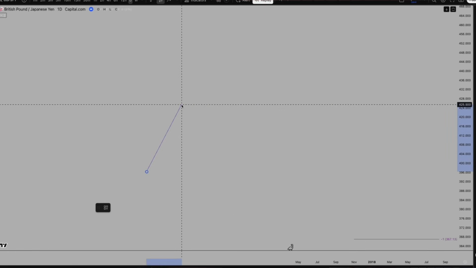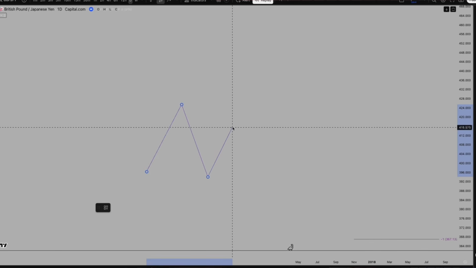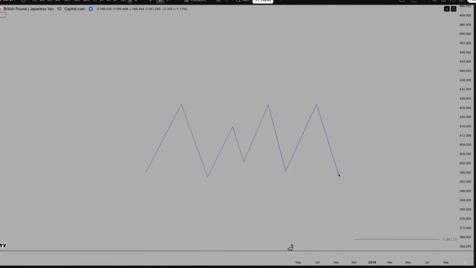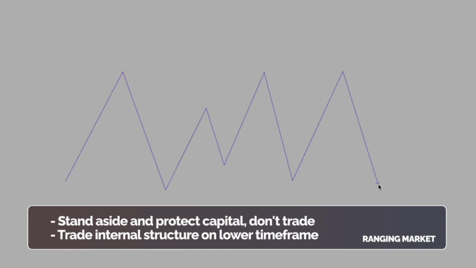In a ranging market, price is making relatively equal highs and equal lows. What do we do here? There are actually two options. One is to just keep away from the market. Don't trade a ranging market. The second thing you can do, if you want to really trade ranging markets, is to drop to the lower time frame. Let's say you're on the 1 hour time frame. You want to drop to, say, the 5 minutes or the 3 minutes time frame and look for internal structure.